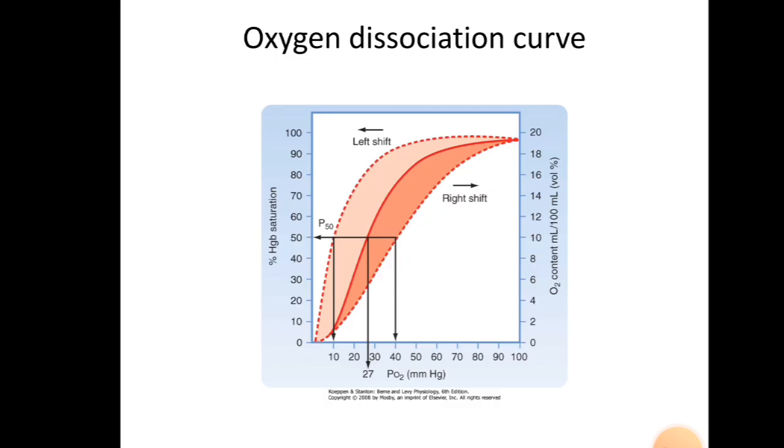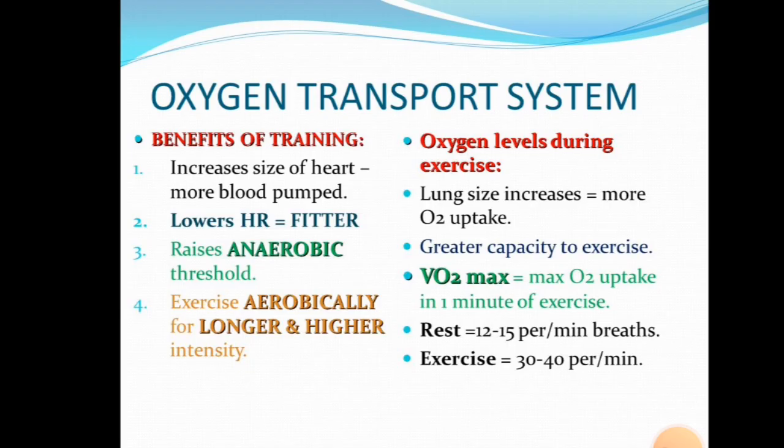So this is the oxygen dissociation curve. There is a left or right shift according to the conditions. Then the oxygen transport system: a benefit of training is an increase in heart size, so more blood is pumped. It also lowers the heart rate, so the fitter you are, the lower it is. Anaerobic threshold is increased, so you can exercise aerobically for longer and at higher intensity. During exercise, lung size increases, so more oxygen uptake is there. There is also greater capacity to exercise.